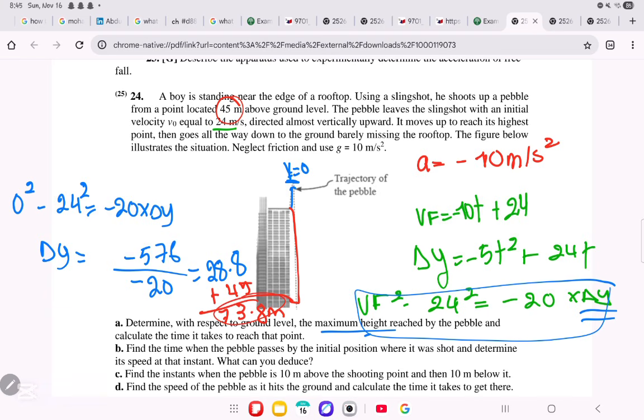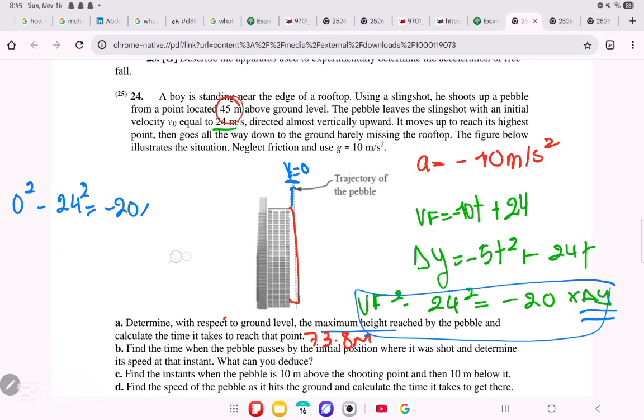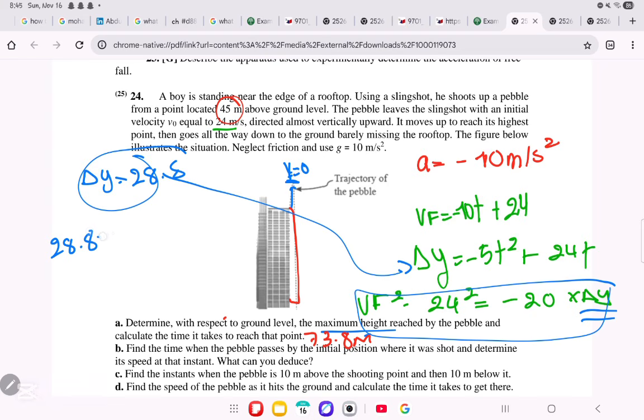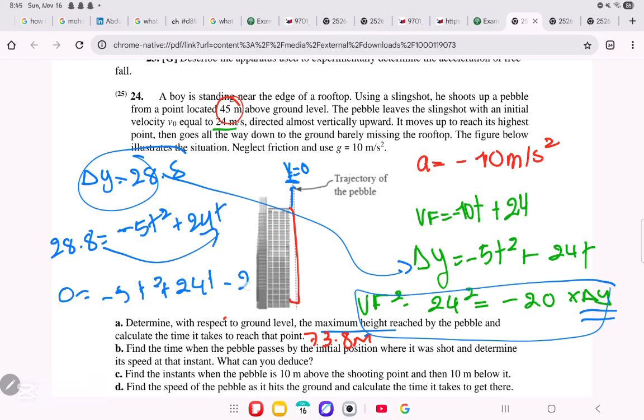Now what do they want me to find? They want me to find the time it took to reach that point. I know that delta y was how much? Delta y was 28.8. Where can I substitute this? I can substitute this here. 28.8 is equal to minus 5t squared plus 24t. So I can move this to the other side and make it equal to 0. I will now use 0 is equal to minus 5t squared plus 24t minus 28.8. Solving this will give me one answer, which is 2.4 seconds. So that is the answer for the time it took to reach the maximum height.